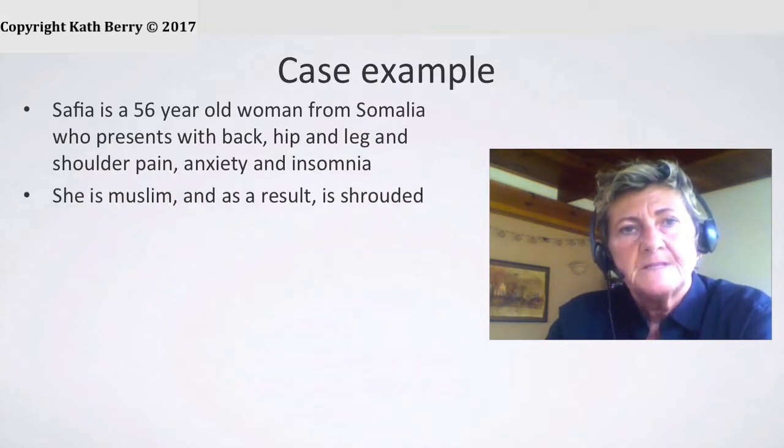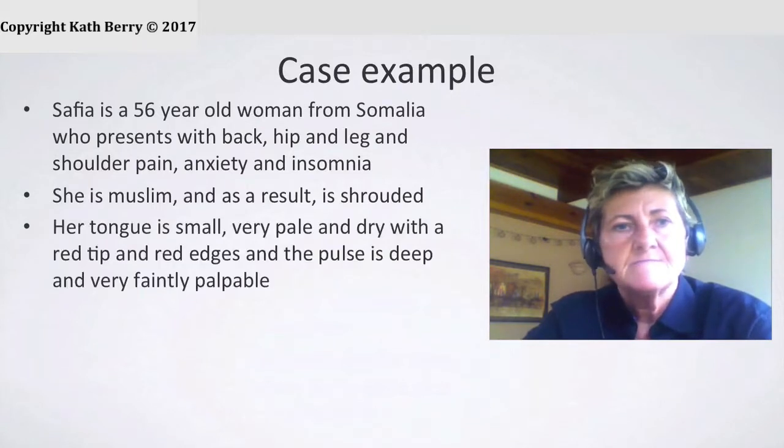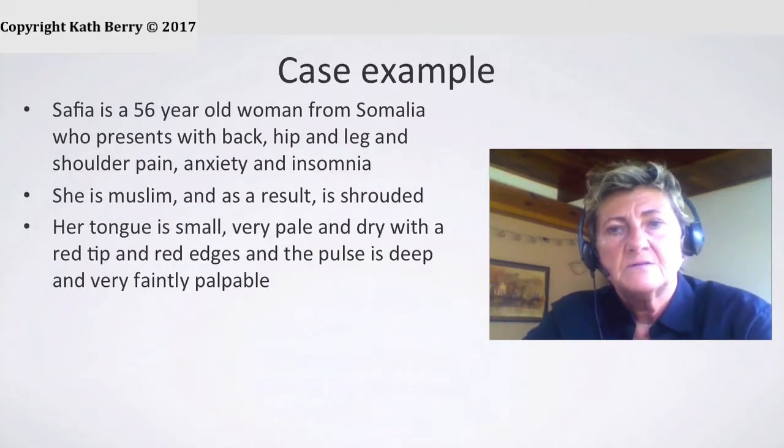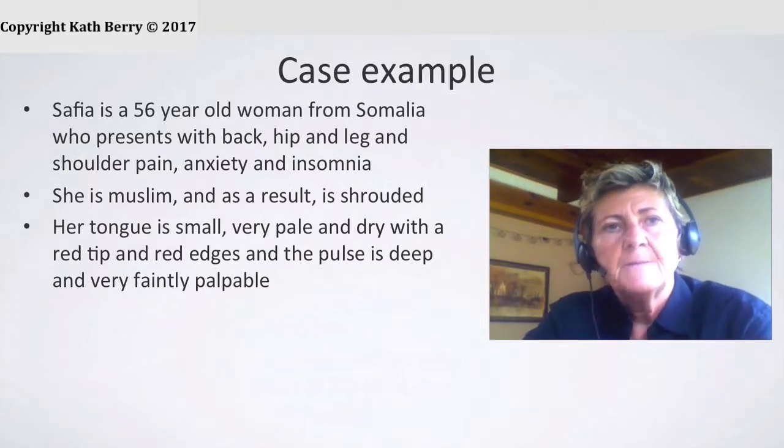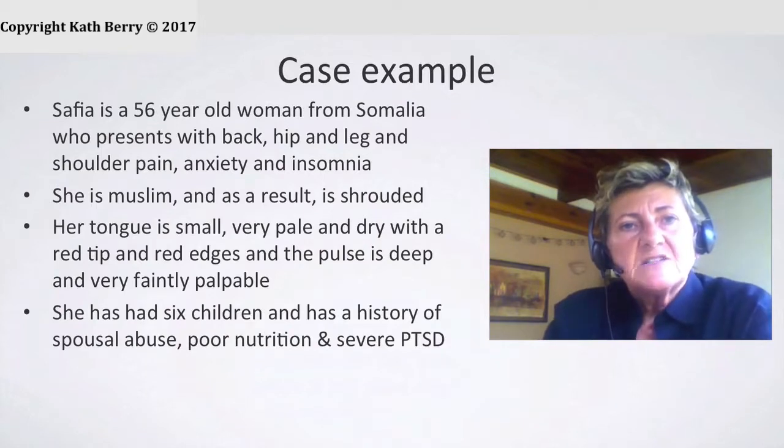She's Muslim, and as a result, she's shrouded. She has a small, very pale, dry tongue with a really red tip and red edges. The pulse is deep, and you can barely feel it. When you press down, it just totally disappears. It's deep and very, very faint.